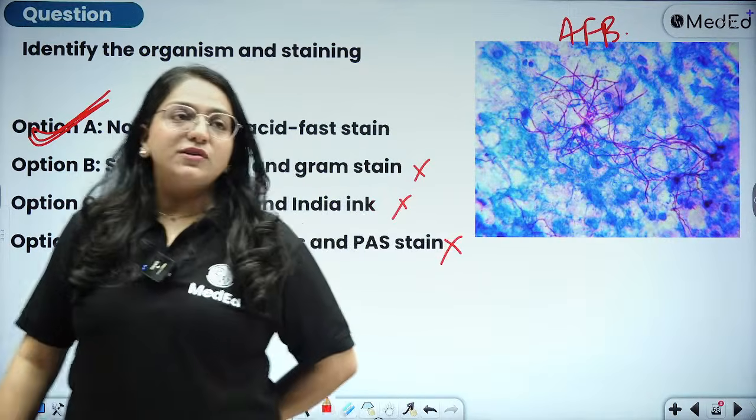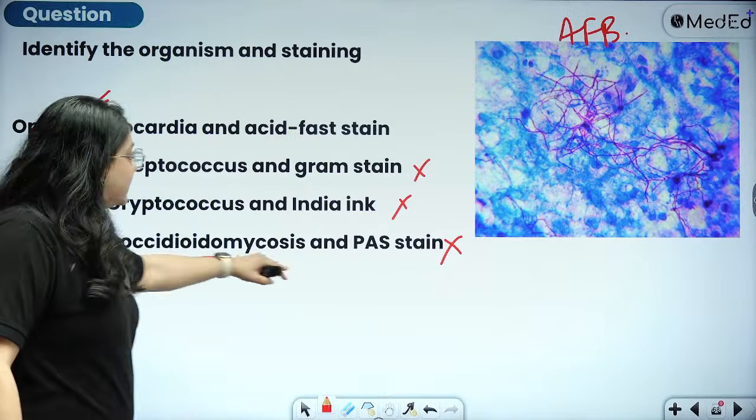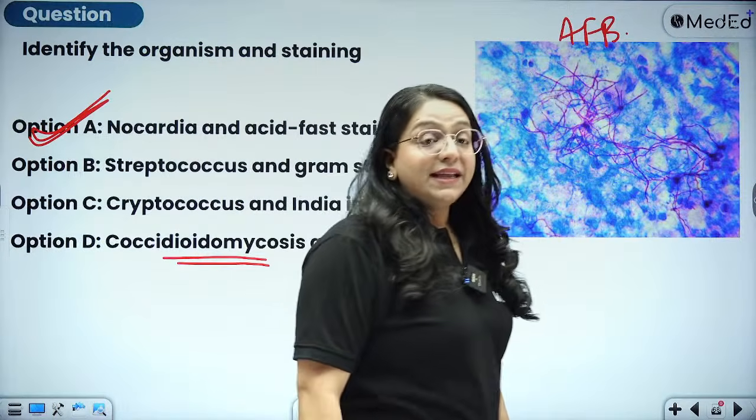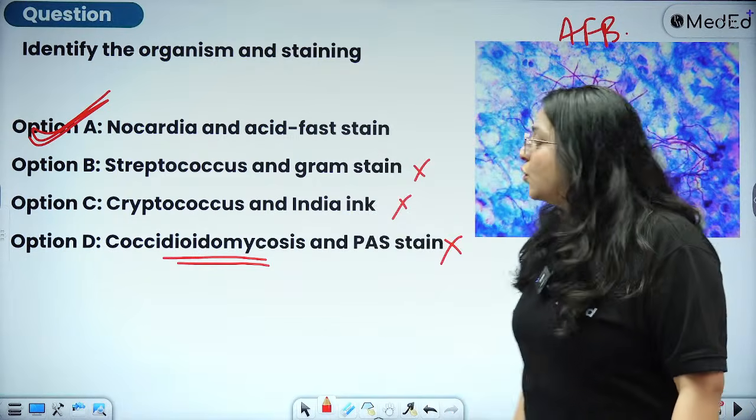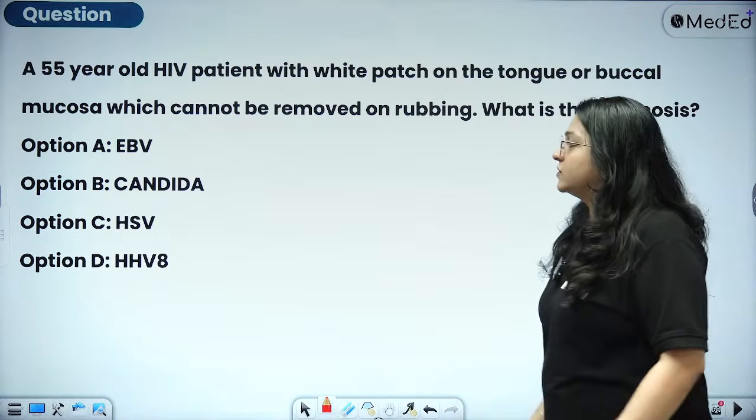What will you see in Coccidioidomycosis and pus stain? You will see the spherules and the party. What will happen in the coolest party? The hot boy will ghost you, na? So ghost cells are seen in Coccidioidomycosis.